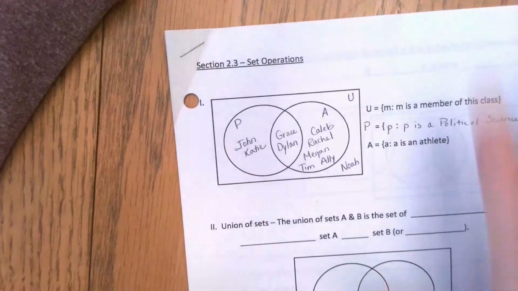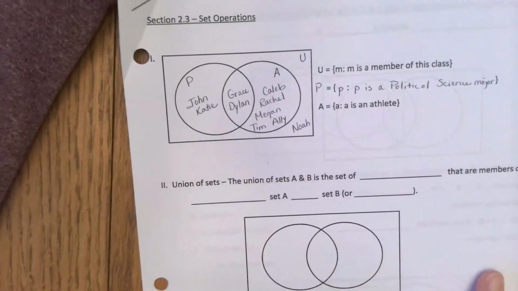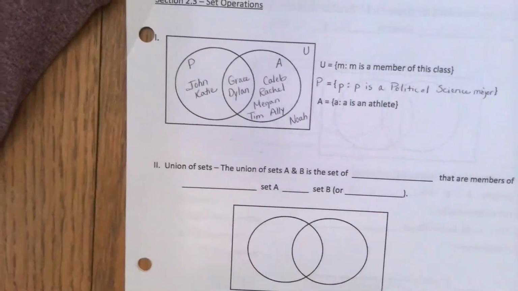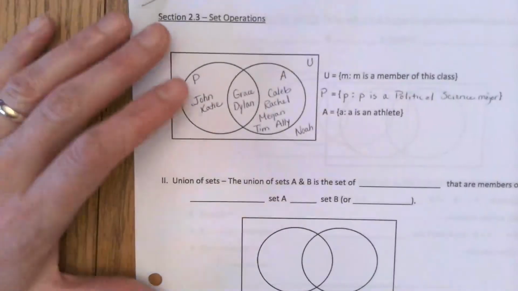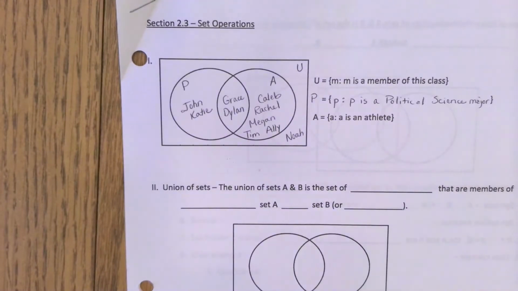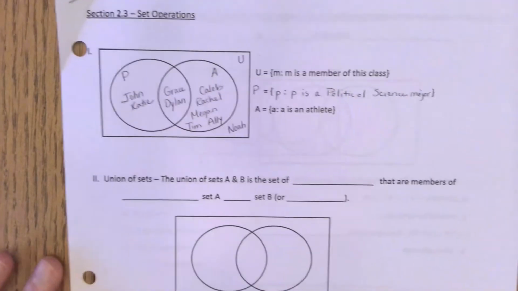Okay. So when we look at set operations, we are looking at union of sets, difference of sets, and intersection of sets. What we're going to do here is take a look at a class that I had in the past. In this particular class, some were political science majors and some were athletes. And we kind of separated them out based on that criteria.